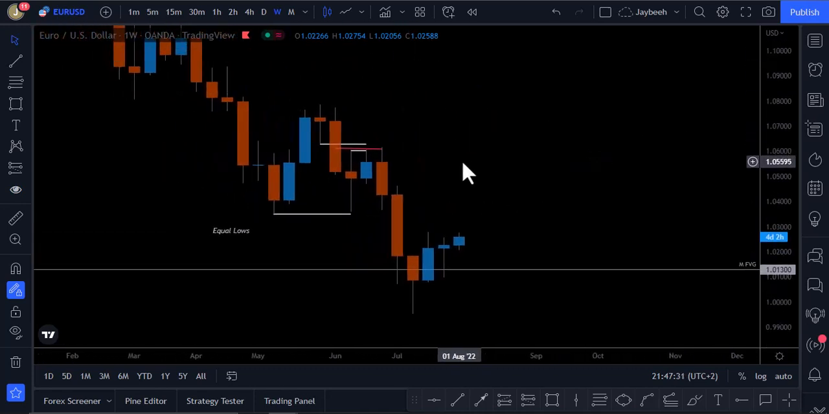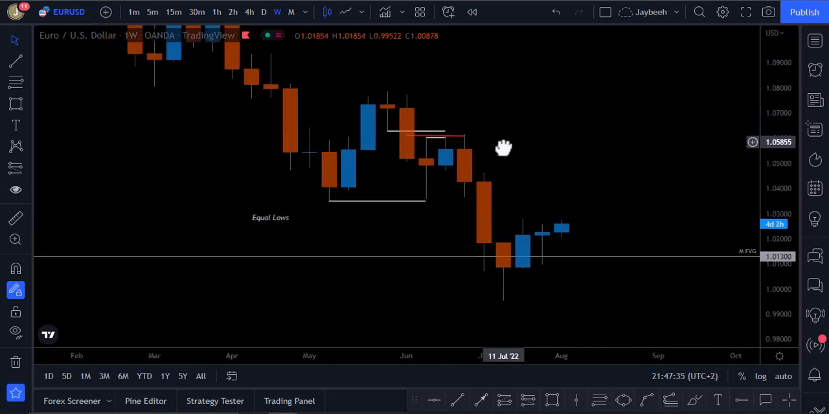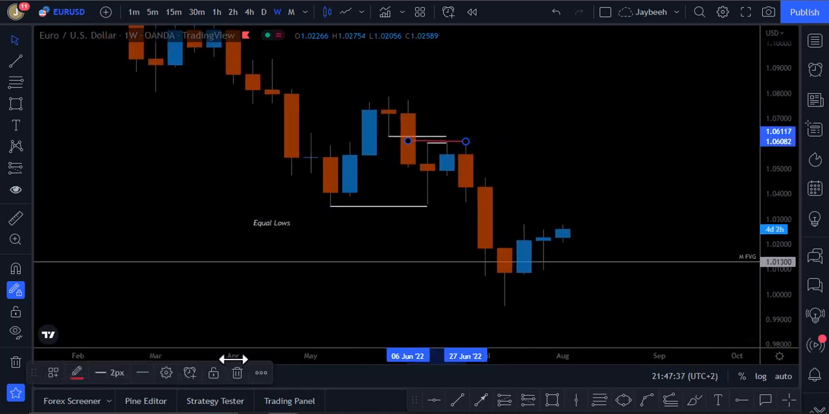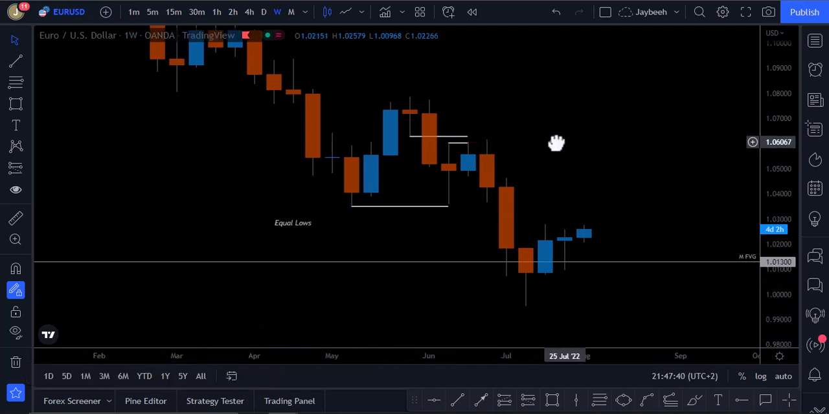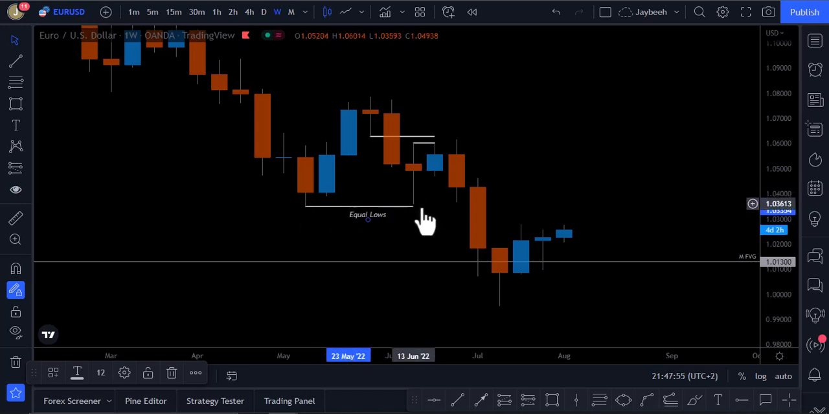So this is my weekly chart. I will remove this one. Yeah. So on the weekly chart, I saw these equal lows here. As the market printed these equal lows, I knew again that there is liquidity below these equal lows here. The market will come and break these lows because there is liquidity here.